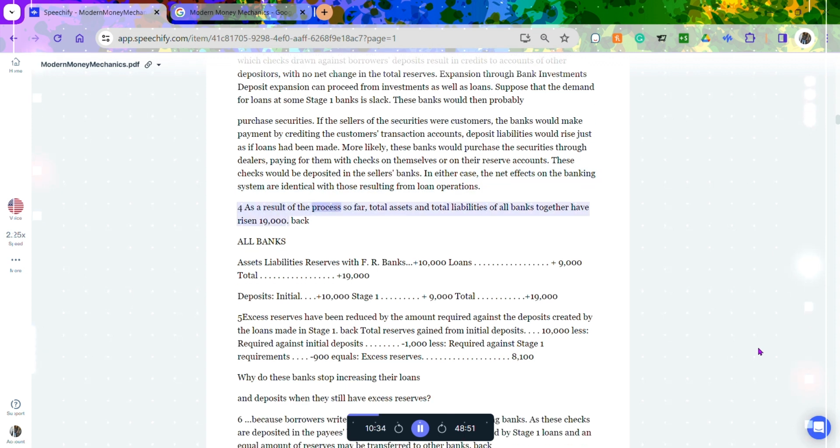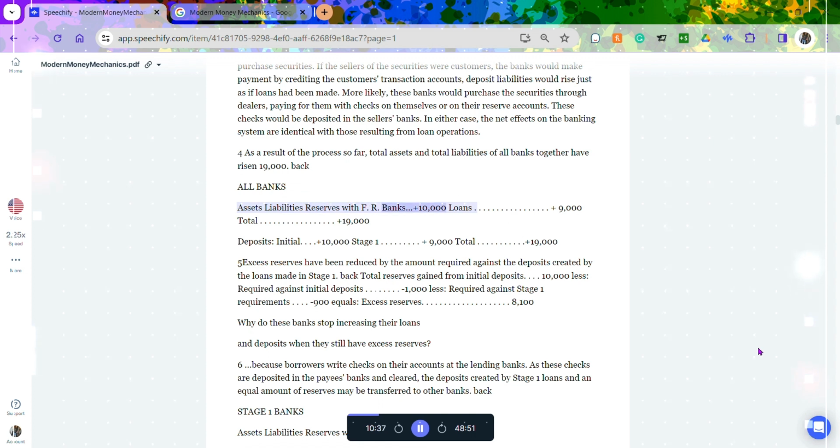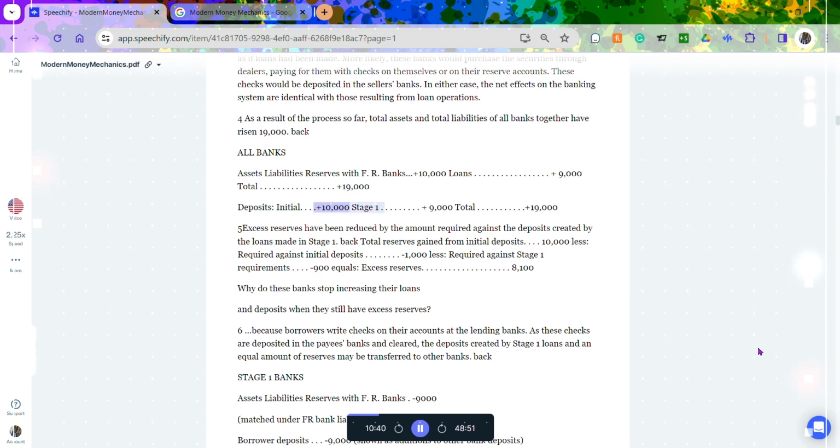For as a result of the process so far, total assets and total liabilities of all banks together have risen $19,000. Back. All banks. Assets, liabilities: reserves with FR banks, plus $10,000; loans, plus $9,000; total, plus $19,000. Deposits, initial, plus $10,000; Stage 1, plus $9,000; total, plus $19,000.